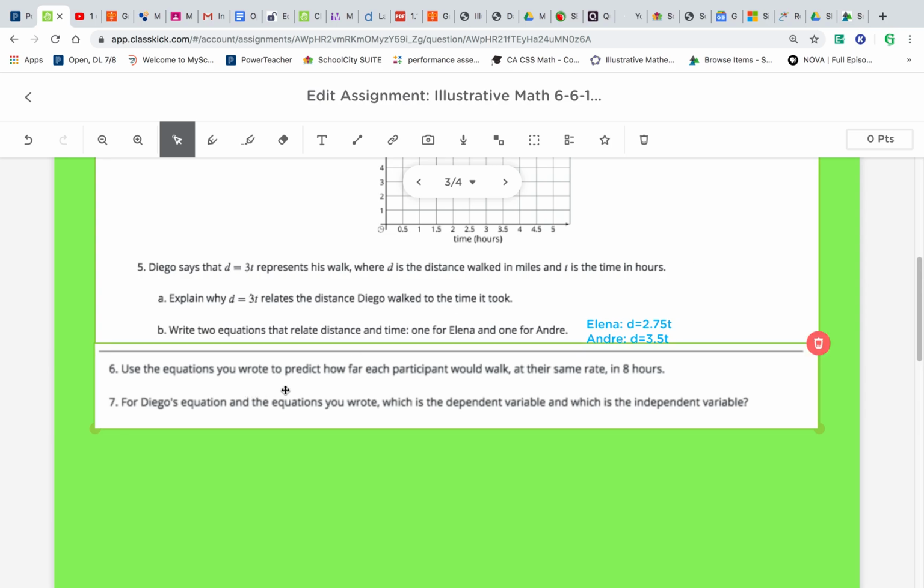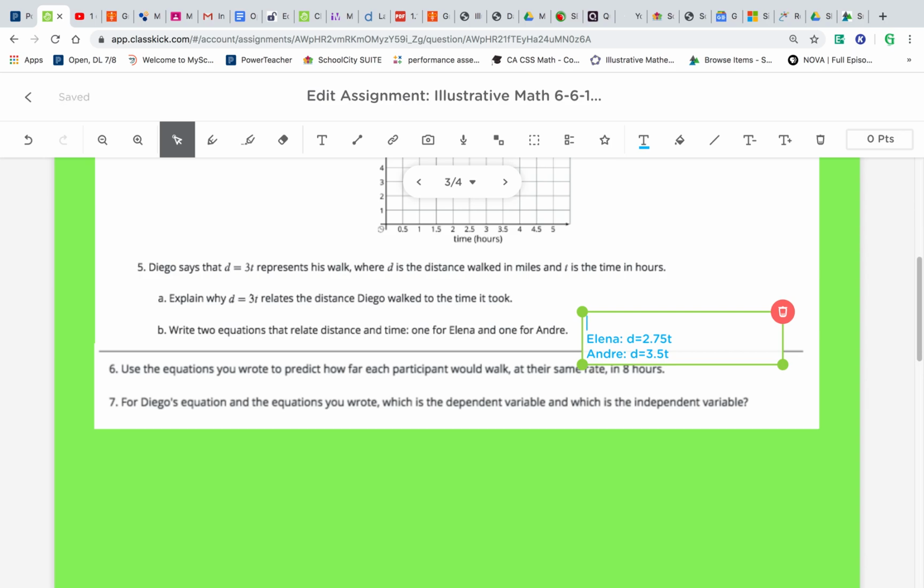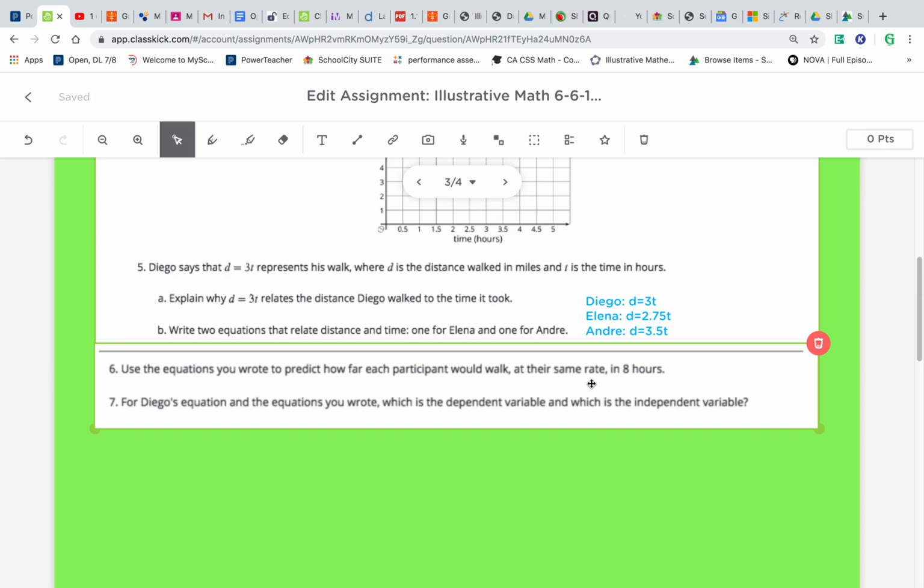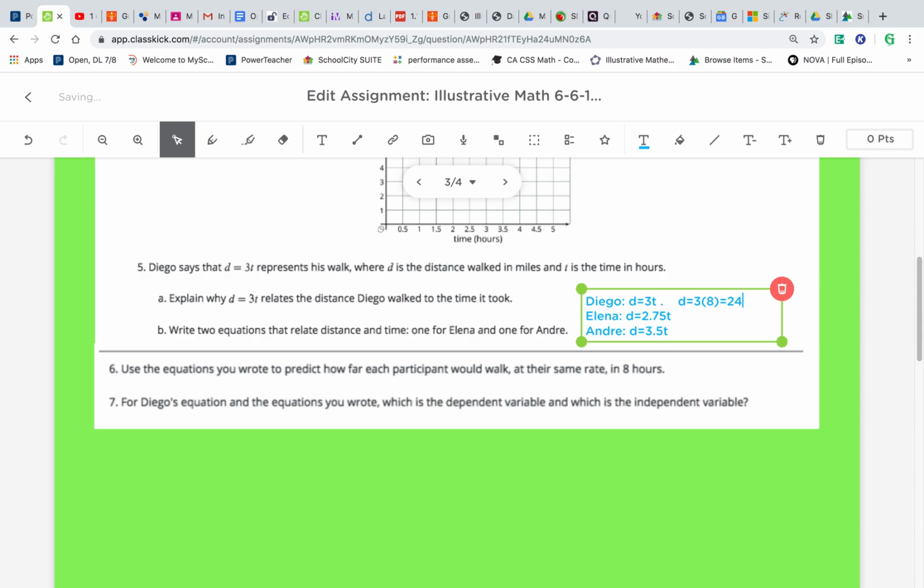Okay, use the equations we wrote to predict how far each participant will walk at their same rate in 8 hours. So we can use the same equation here. Let's fill in Diego's as well: d equals 3t. Now, in 8 hours, the time, t, is now going to be 8. For Diego, it's going to be d equals 3 times 8, and 3 times 8 is 24.